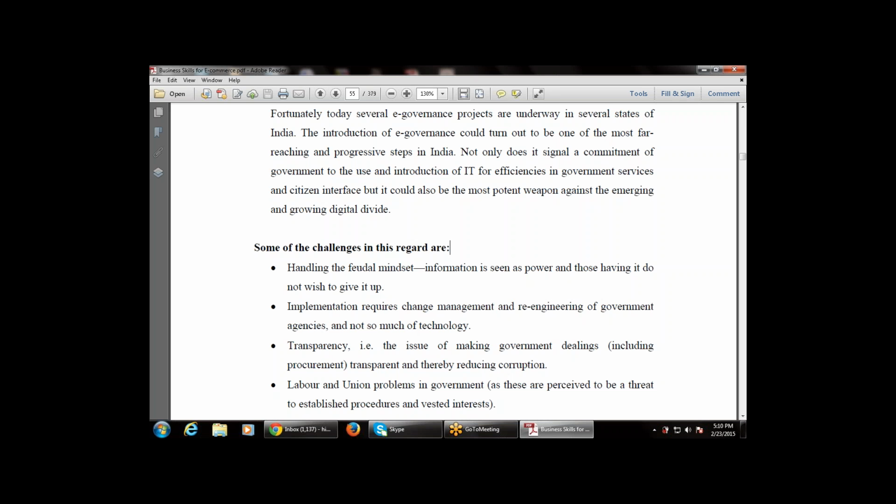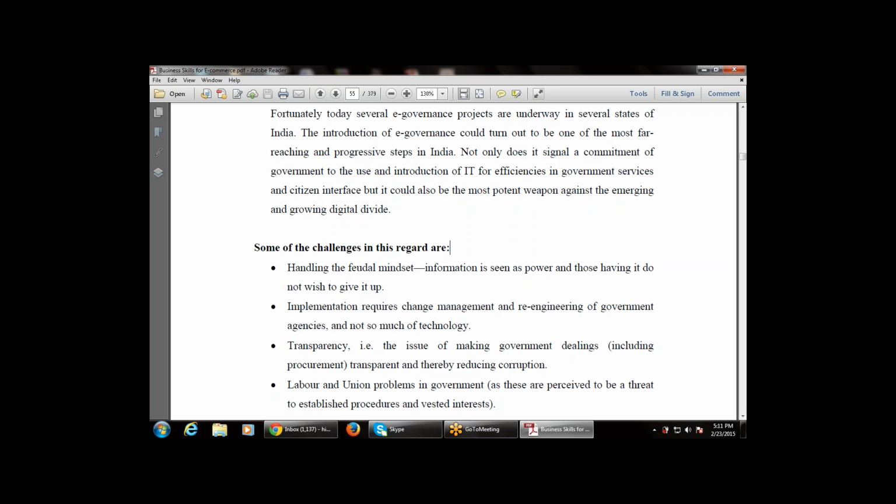That is, implementation also requires change in the management, and also re-engineering of the government agencies, and not so much of the technology that is used for e-commerce. That is, simply implement the change management.